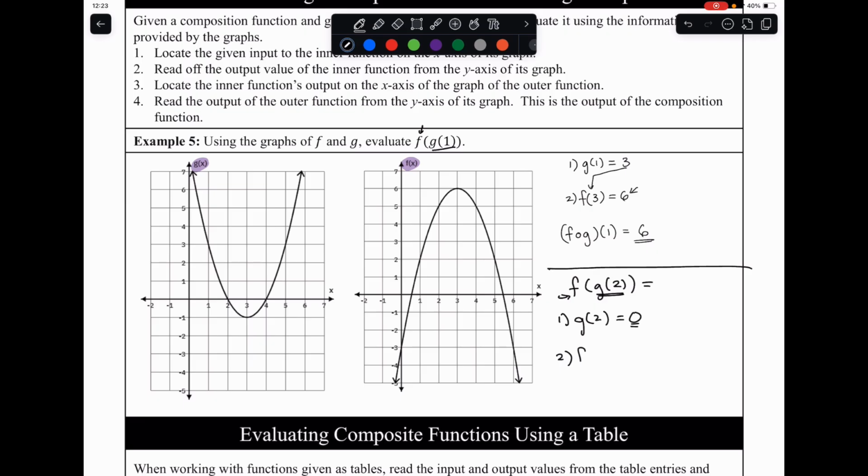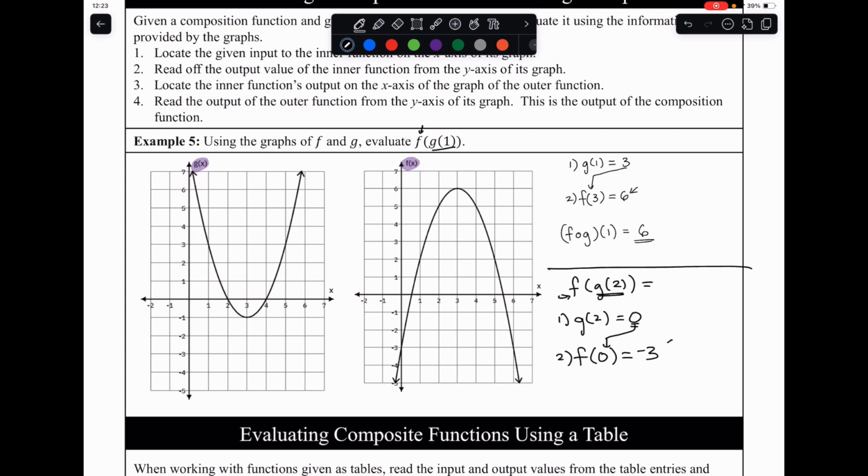Now our second step is to evaluate the outside function f using that output value. So we're going to figure out what the output value of f is when we input 0. We move to the function on the right and look at where x is equal to 0, which is right here, and the y value is down there at -3.